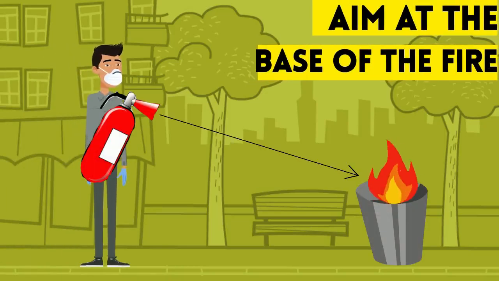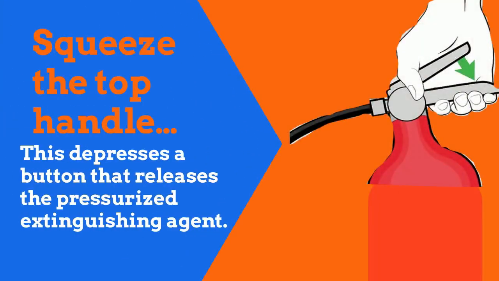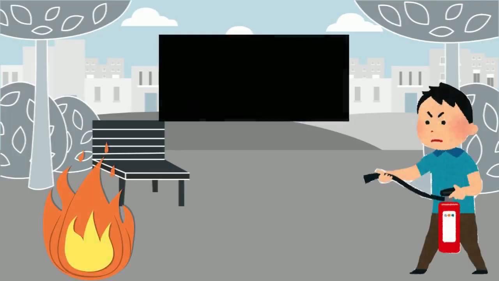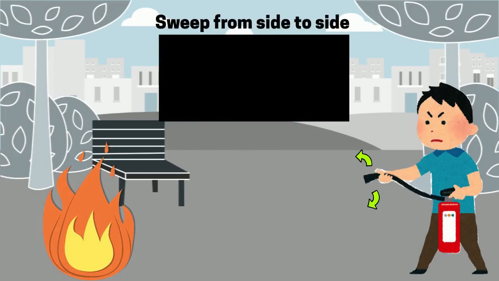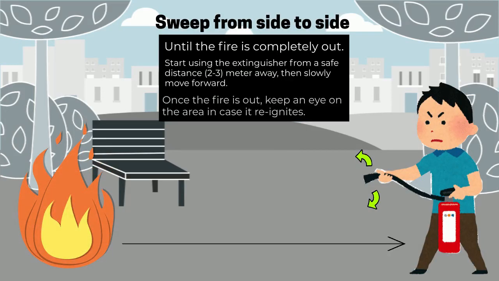At the base of the fire. Squeeze the top handle. This depresses a button that releases the pressurized extinguishing agent. Sweep from side to side, until the fire is completely out. Start using the extinguisher from a safe distance, 2 to 3 meters away, then slowly move forward. Once the fire is out, keep an eye on the area in case it reignites.